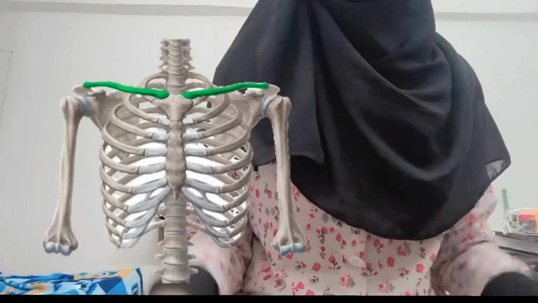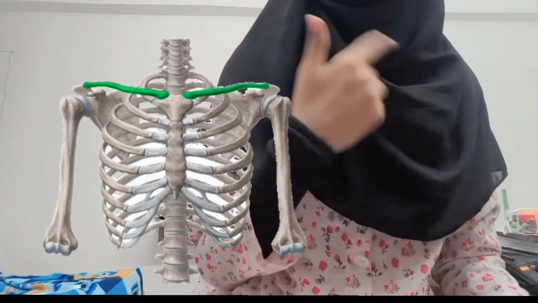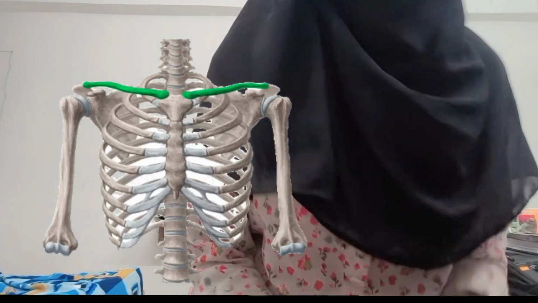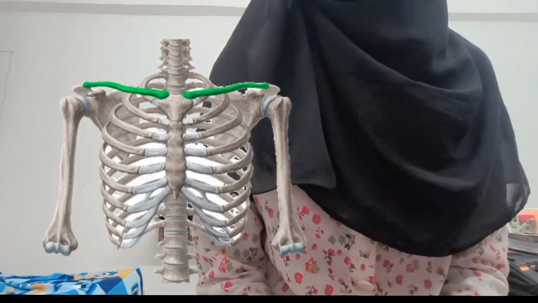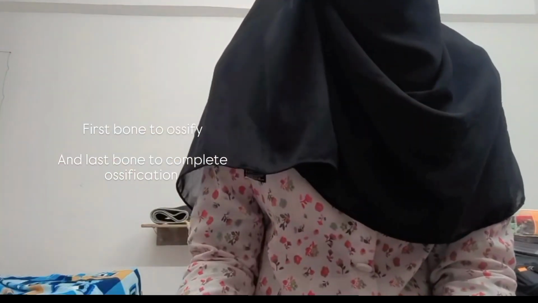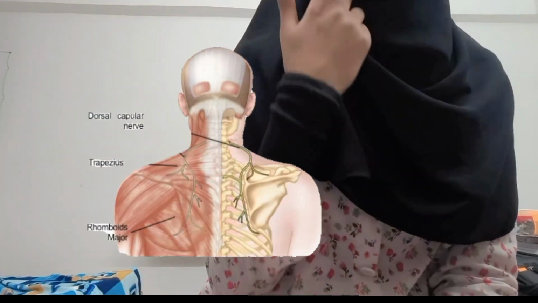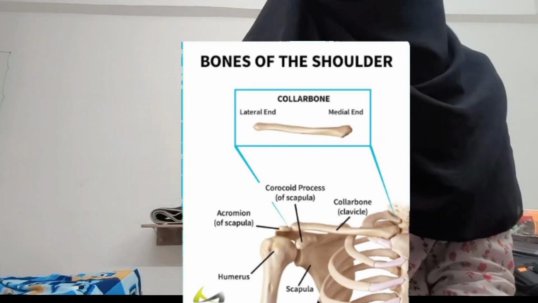Clavicle is cylindrical at the middle, and it has two ends, lateral and medial end, and it's also called the collarbone or beauty bone. Talking about the features of the clavicle, it is the only long bone that lies horizontally and is subcutaneous throughout its length. It's the first bone to ossify and the last bone to complete ossification, and it has membranous ossification. It's the only bone to have membranous ossification. It does not have any medullary cavity, and it is pierced by a nerve called the supraclavicular nerve, and it has two ends and one shaft.